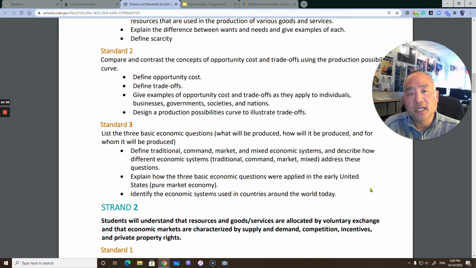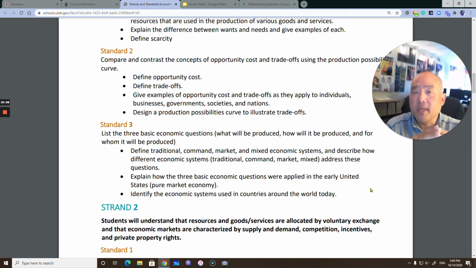And then finally, a mixed economy. And that's where you see most economies today are mixed. They're not pure market economies or command economies. They're mixed economies. There's a blending of all of these. So remember those three economic questions. Think about which countries use different economic systems.